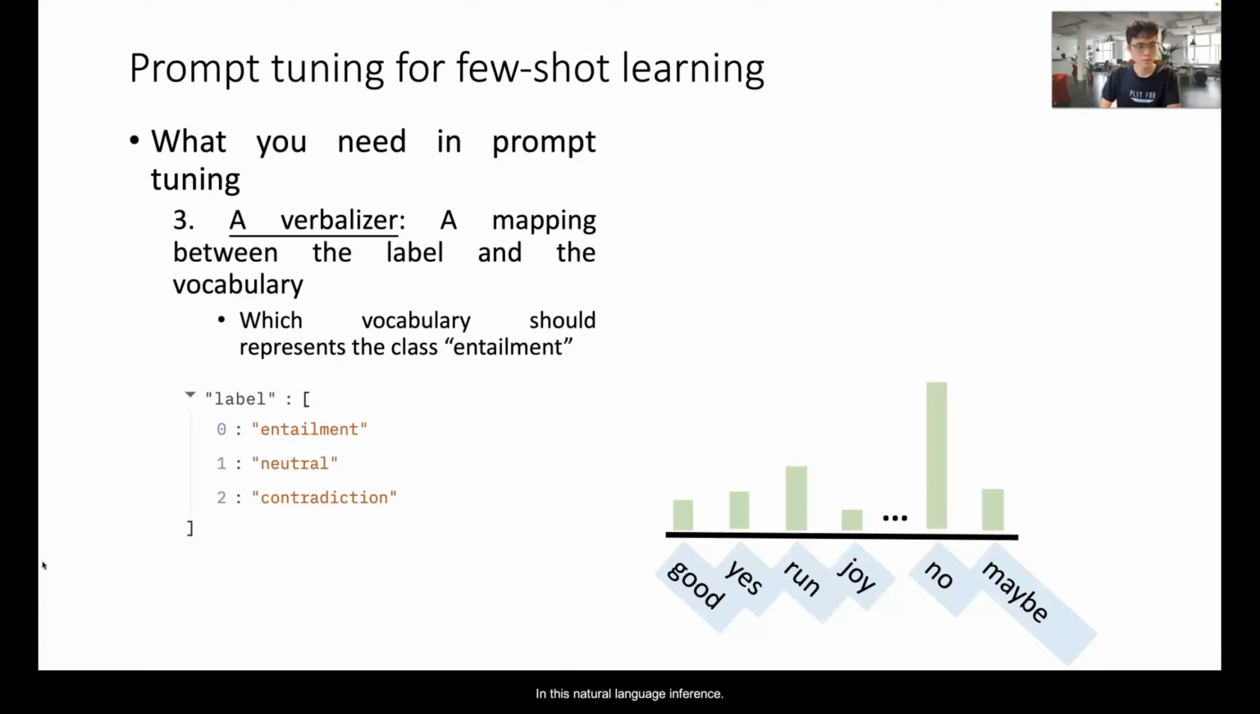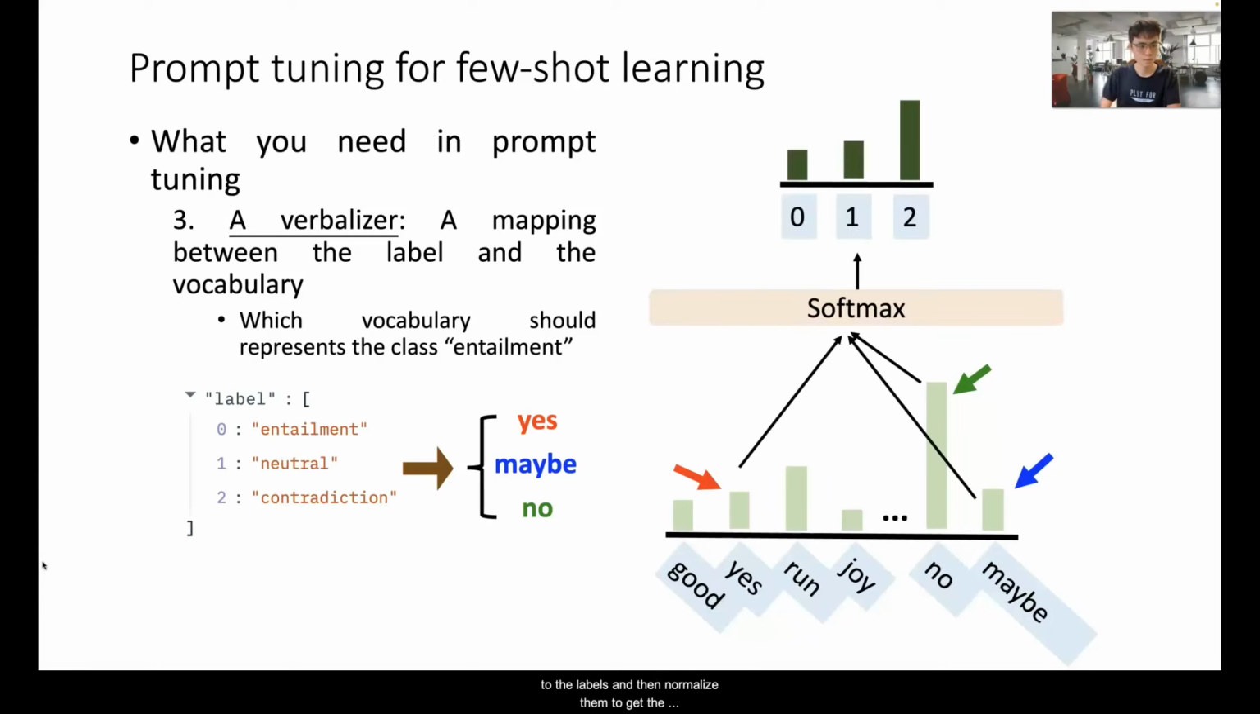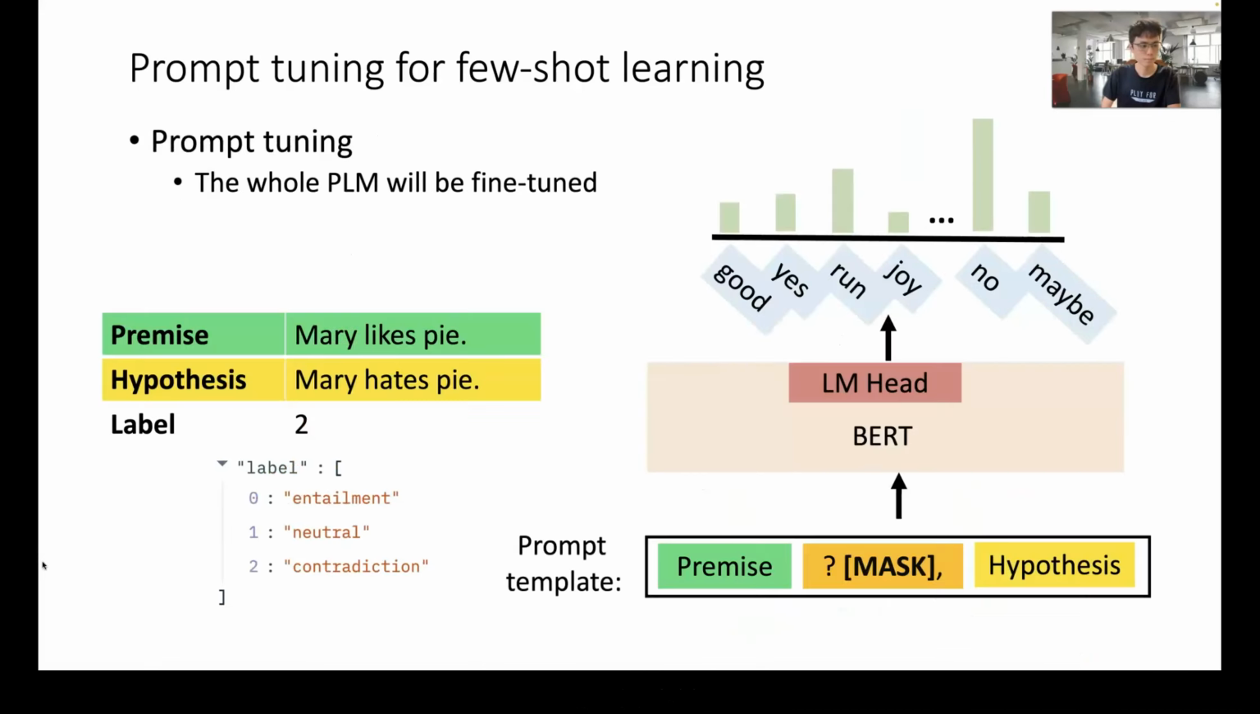In this natural language inference task, we manually define that the word yes corresponds to entailment, the word maybe corresponds to the class neutral, and the word no means contradiction. Then, given the language model and the masked prediction, we select the prediction scores of the words that correspond to the labels and normalize them to get the class prediction of the downstream task. With the prompt template, the pre-trained language model, and the verbalizer, one can fine-tune on the downstream task.